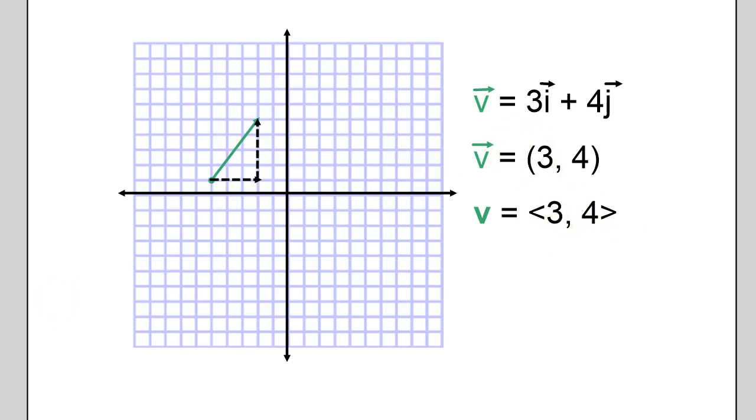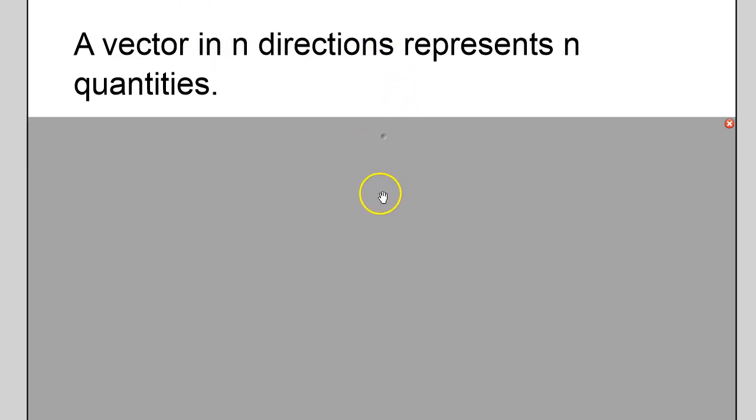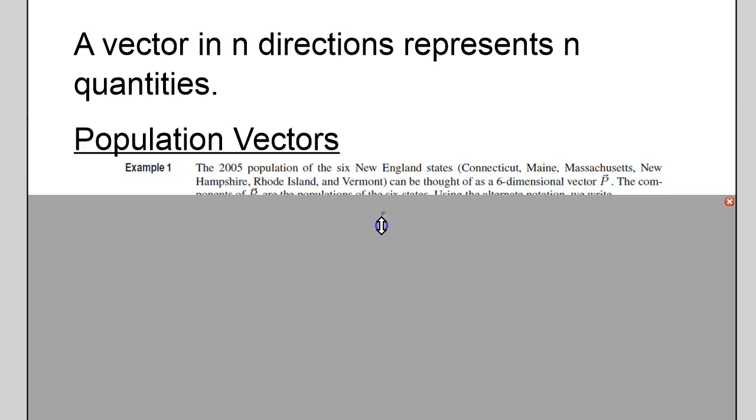Okay, all right, we're going to look and see where vectors are used in situations outside of math today. Really, vectors are used in situations where you have multiple quantities and you have multiple information about multiple quantities. And so a vector in n directions basically represents n quantities. Let's take a look at an example.